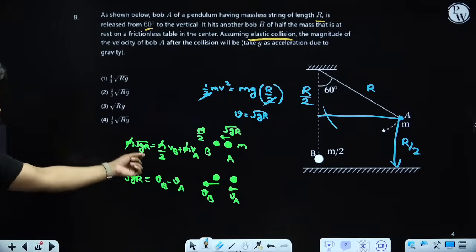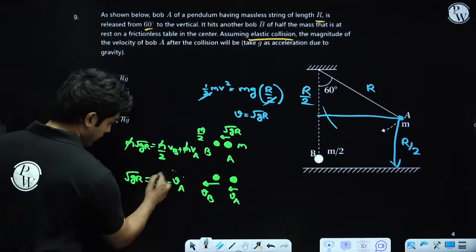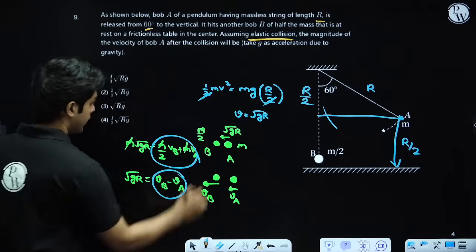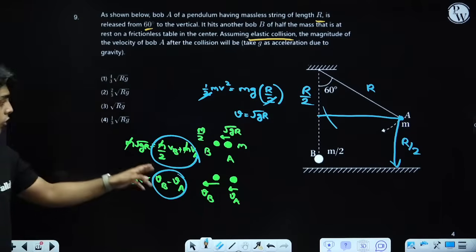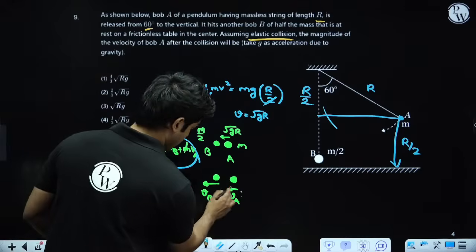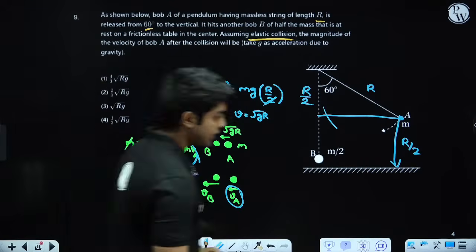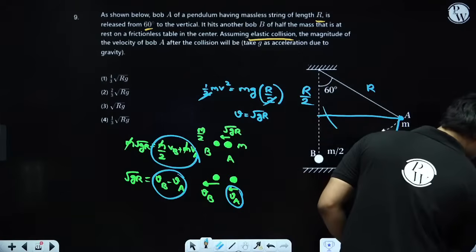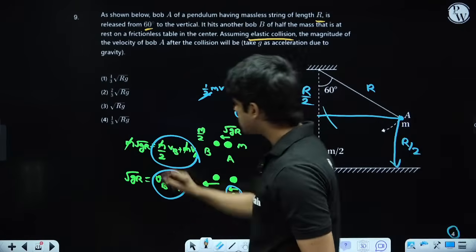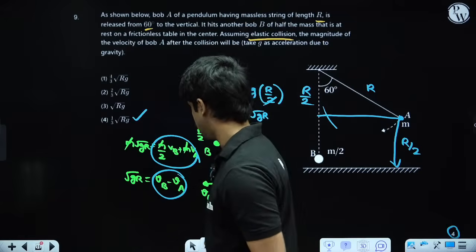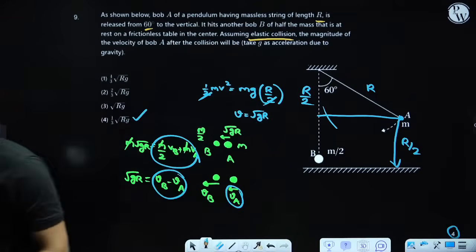Okay, so basically we have two equations and two variables, VA and VB, now. So all you have to do is find VA and that will be the answer. Alright, so I will avoid the calculations. The answer will be 1 by 3 square root Rg once you calculate.